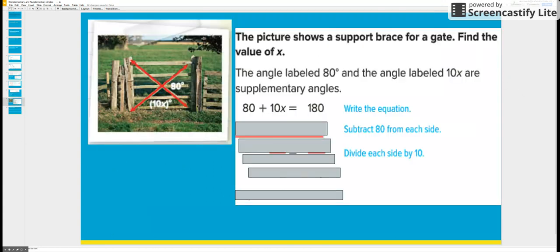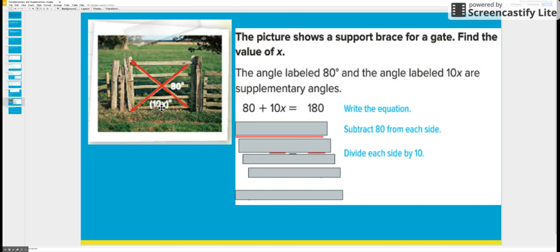So let's look at our next example. The picture shows a support brace for a gate. Find the value of x. So you have the angle labeled 80 degrees, and this angle labeled 10x. These two angles are supplementary angles because they are along this straight line here. You see that? This angle and this angle are along the straight line, so they're supplementary.